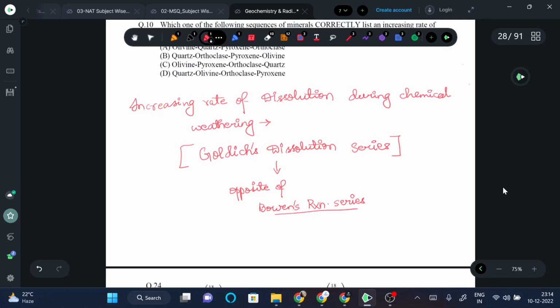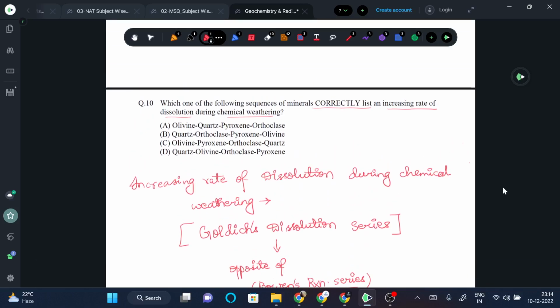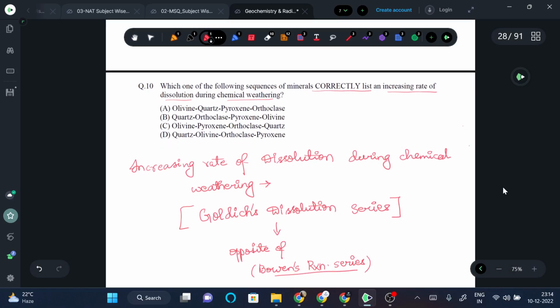So basically, you just need to remember Bowen's reaction series. That's it. So now, what will be the answer? Someone mentioned B. So actually, B will be the answer. The increasing rate is quartz, orthoclase, pyroxene, olivine. So dissolution increases from quartz to olivine. Is it clear? Yes, sir.